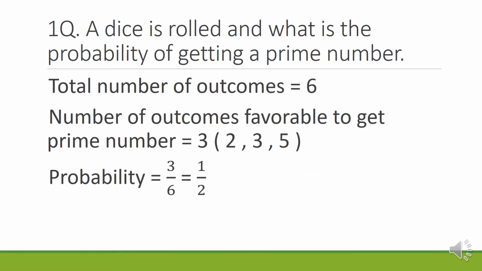Coming to the first question, a dice is rolled and what is the probability of getting a prime number? First of all we have to find the total number of outcomes. So the total number of possible outcomes is 6, as a dice has 6 faces. The number of outcomes favorable to get a prime number is 3, and those prime numbers are 2, 3 and 5. So the probability is equal to 3 by 6, that is equal to 1 by 2.